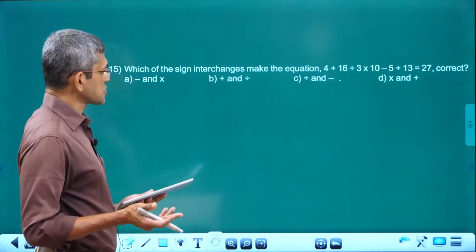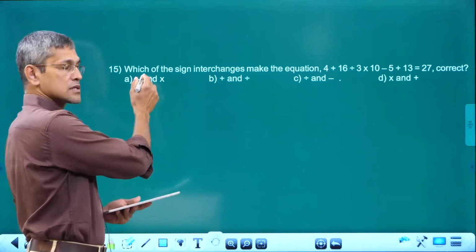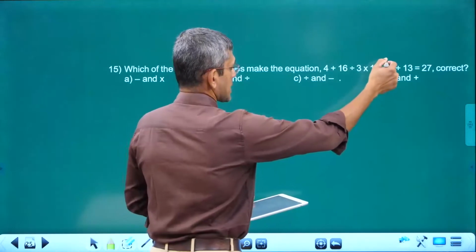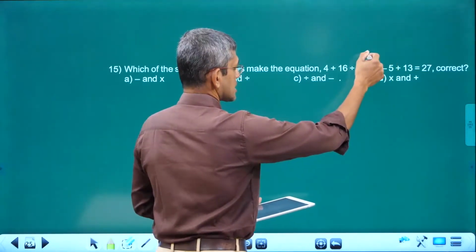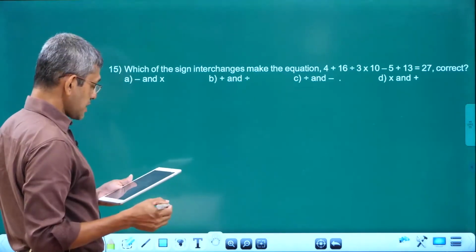Try the answer choices. First one, do this interchange. It's going to be subtraction and multiplication. You have to interchange. In place of subtraction you have multiplication, in the place of multiplication you have subtraction. So what do you get the answer? Let's do it one by one.